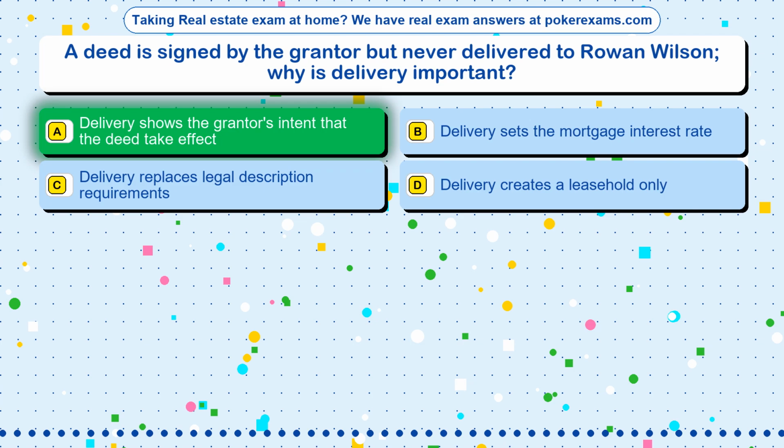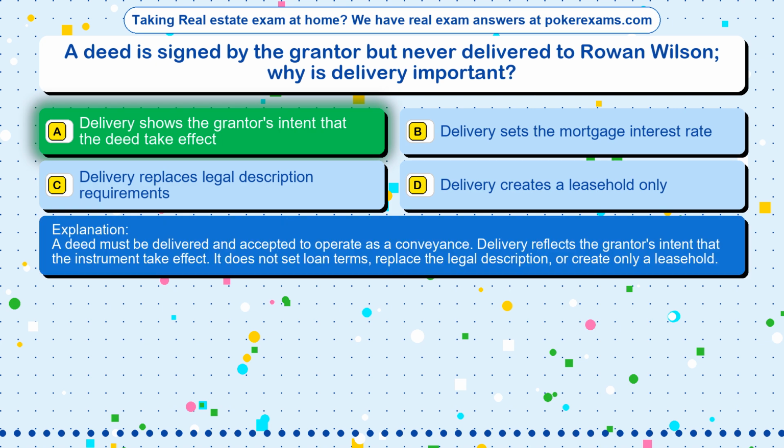The correct answer is option A. Delivery shows the grantor's intent that the deed take effect. A deed must be delivered and accepted to operate as a conveyance. Delivery reflects the grantor's intent that the instrument take effect. It does not set loan terms, replace the legal description, or create only a leasehold.